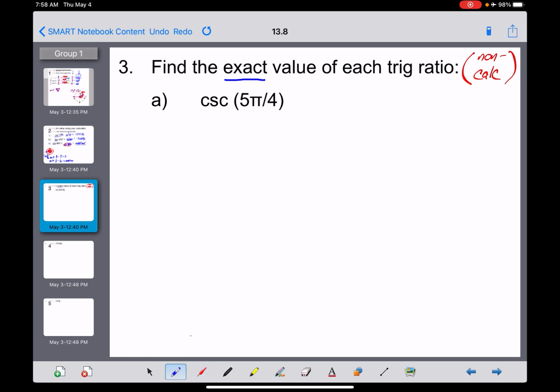Now, when we say exact value, we are not looking for decimals here. We are looking for something that is exact, meaning a fraction, and it might even have radicals in there, which we saw a lot from earlier on in this chapter. So let's dive into this one, guys. The cosecant of 5 pi over 4.